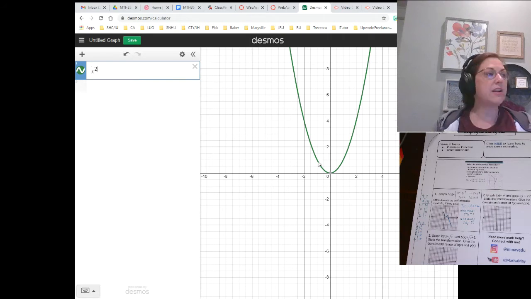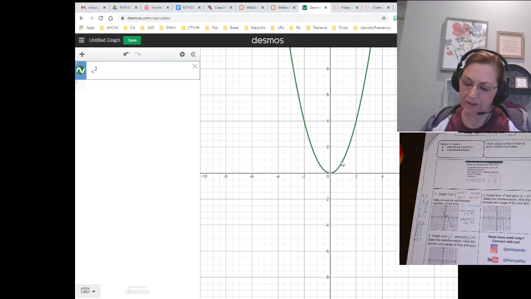Get a nice graph there. Now remember with Desmos, you can always come over here and click on the graph, and Desmos will give you points exactly. Well, mine's there. See how it just follows along? But I do have a point at 1, 1. We saw that. So I'm going to graph those.